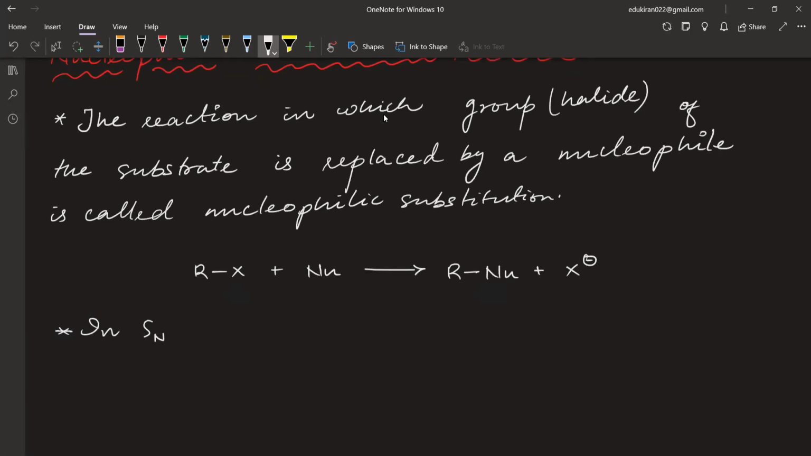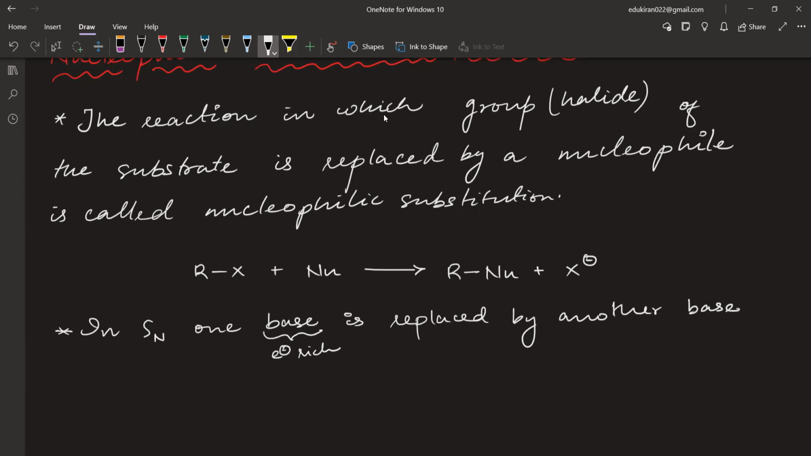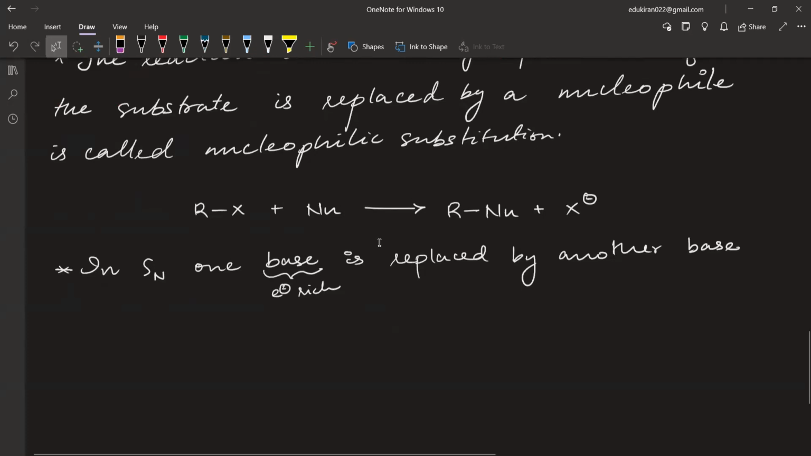In SN, that is nucleophilic substitution, one base is replaced by another base. Now, when I say base, I mean electron rich species. Base means electron rich. Base has a high concentration of electrons. So in general, the most general base you can say is OH negative. But anything which has a very high concentration of electrons is a base. In SN, one base is replaced by another base.